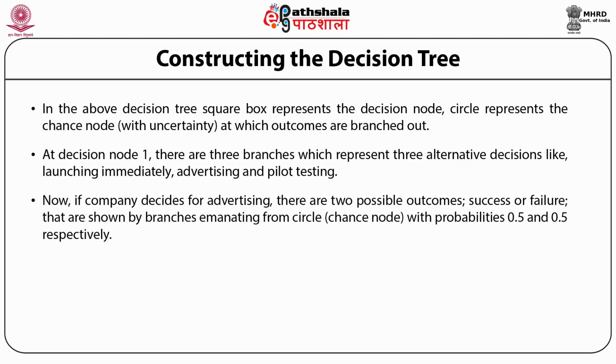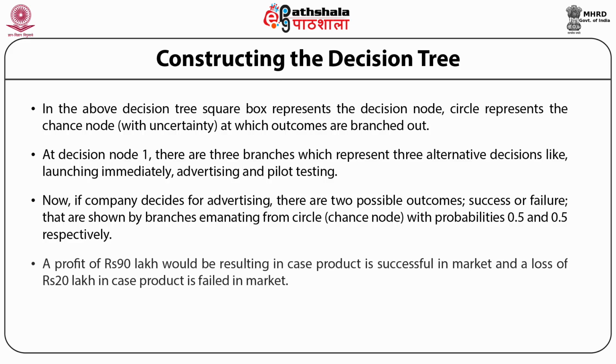Now, if the company decides for advertising, there are 2 possible outcomes. It could be a success or it could be a failure, which are shown by the branches emanating from the circle, known as the chance node, with probabilities 0.5 and 0.5 respectively. A profit of rupees 90 lakh would result in case the product is successful in the market, and a loss of rupees 20 lakh in case the product fails in the market.